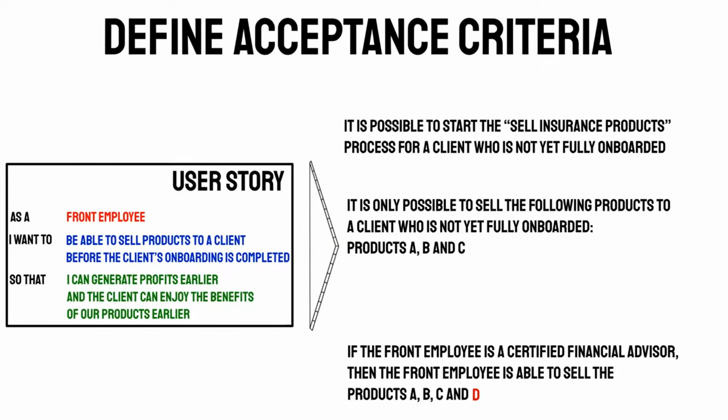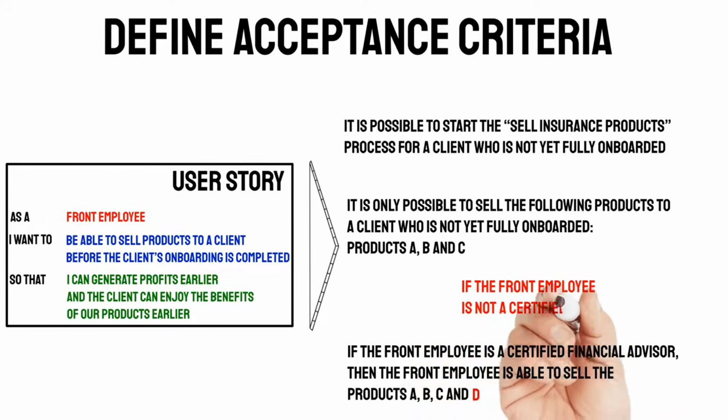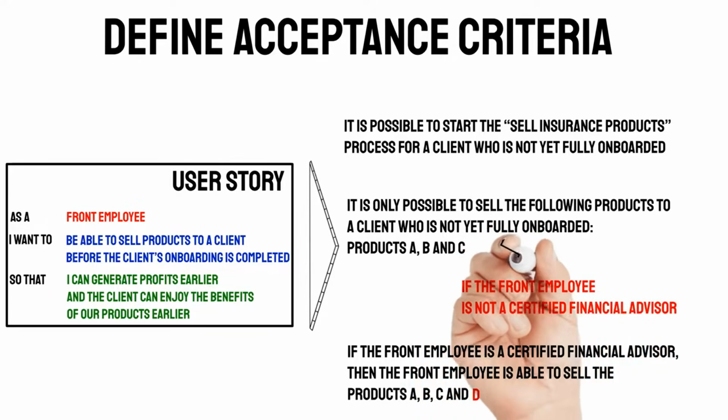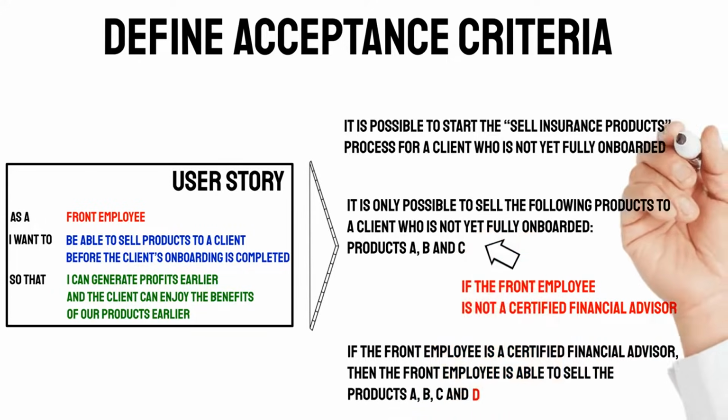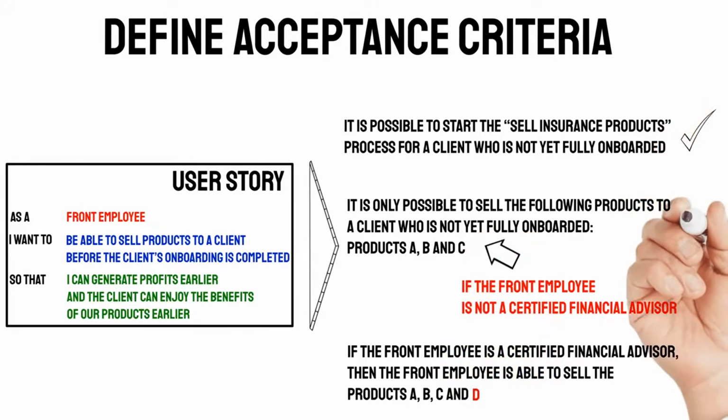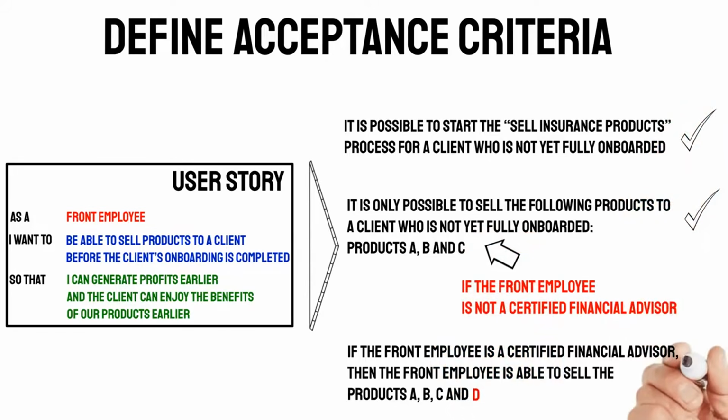Now if you have a look on acceptance criteria 3, it states if the front employee is a certified financial advisor, then we can sell product A to D. And the second acceptance criteria is not incorporating any condition like if it's a financial advisor or not. So that is a missing requirement. So we can directly insert this to say if the front employee is not a certified financial advisor, then it's only product A, B, and C. Alright, so now we have defined the business need, the user story, and acceptance criteria.